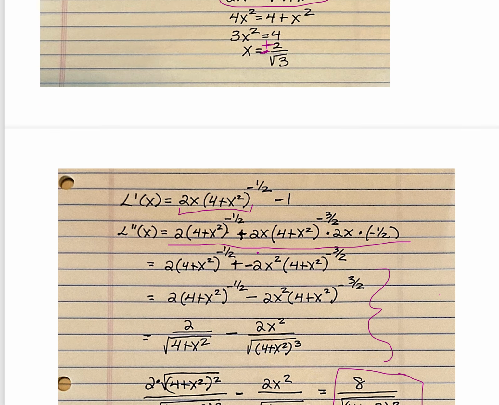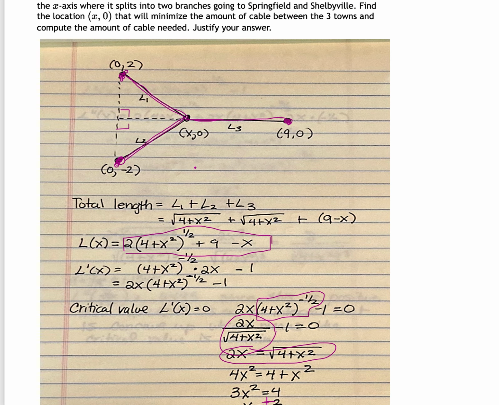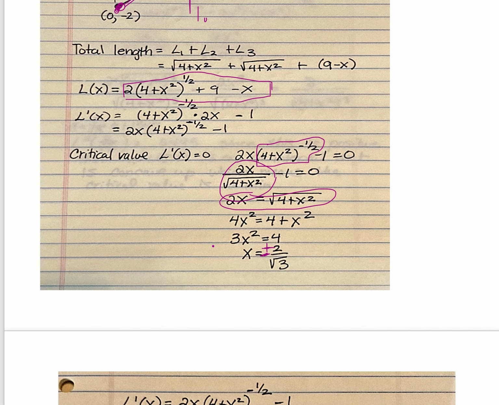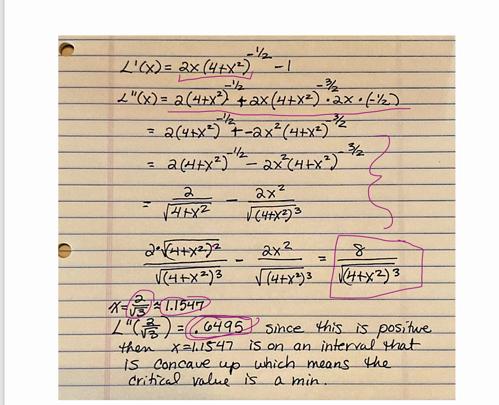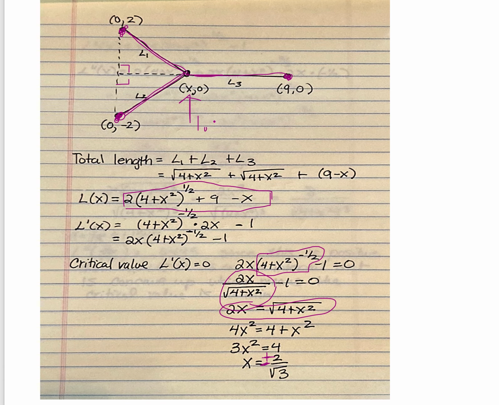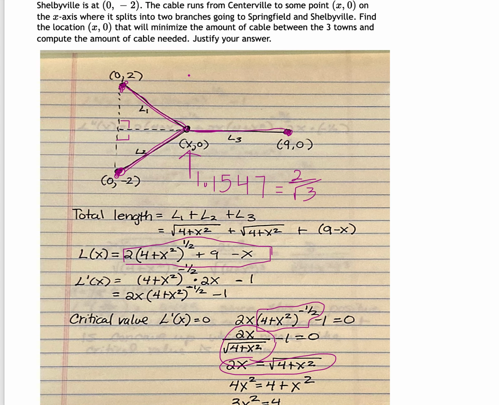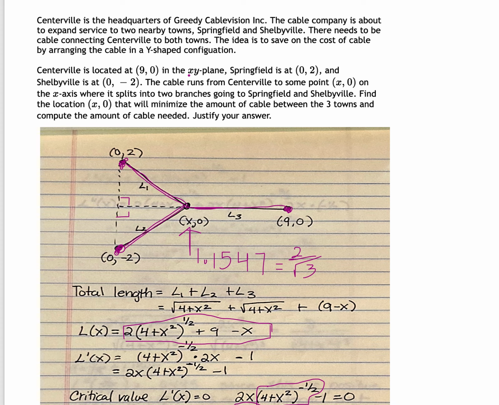So when we come back here, what does this all mean? That means this value of x right here should be 1.1547, or you can write it exact as 2 over the square root of 3. And so that's what this value of x needs to be in order to minimize the length of all those cables. And that will save the company some money.